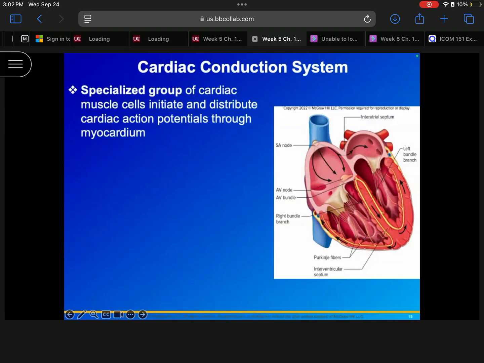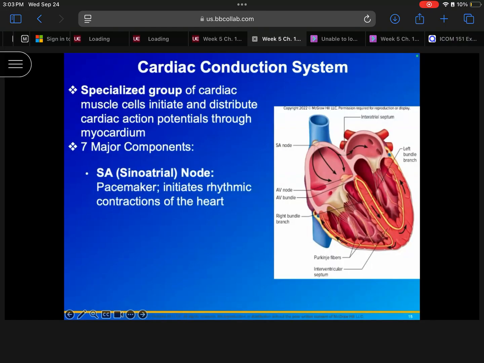This system involves a very specialized group of cardiac muscle cells, cardiomyocytes, that initiate and distribute cardiac action potentials through the myocardium, which is the muscle section. We talked about the epicardium, myocardium, and endocardium. We're in the myocardium right now. There are 7 major components that you need to be able to list in order.